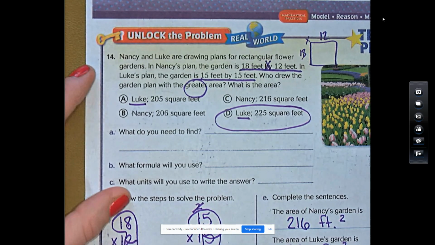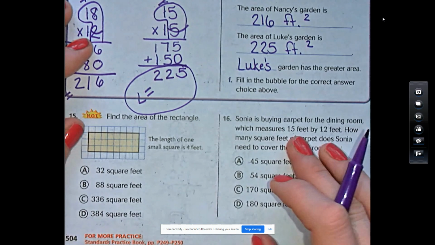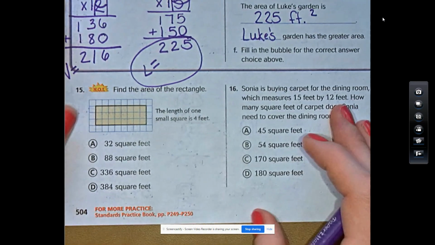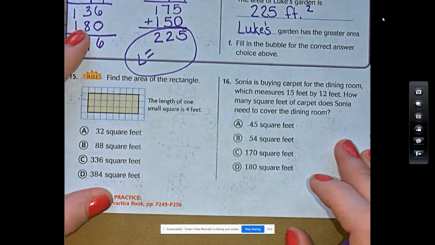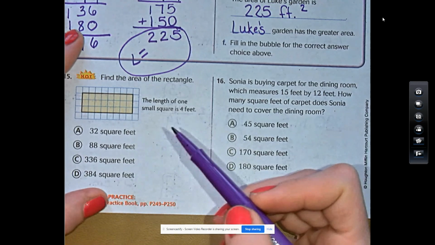Okay, number 15 and 16. I feel sad that we're almost done with the math lesson because I'm going to miss you guys after this. I like doing math with you guys. I really wish we could be in the classroom. Okay, I hope you're doing just as good at work at home to make me proud.